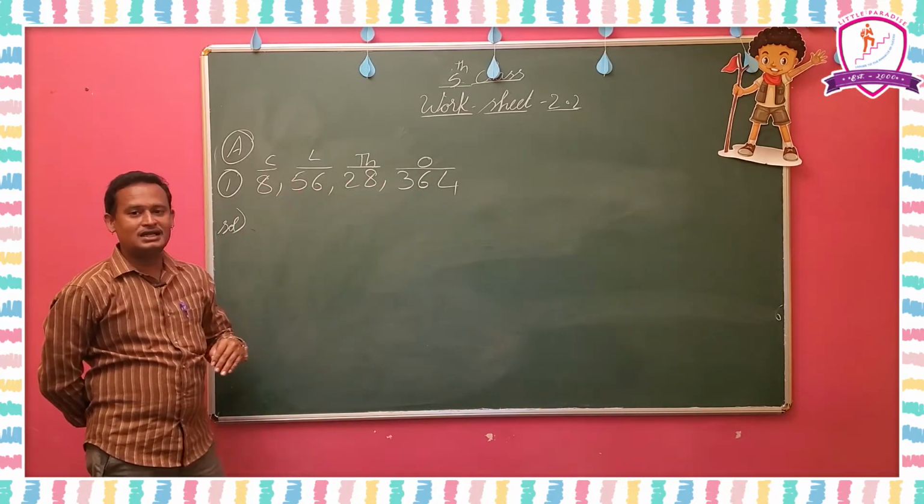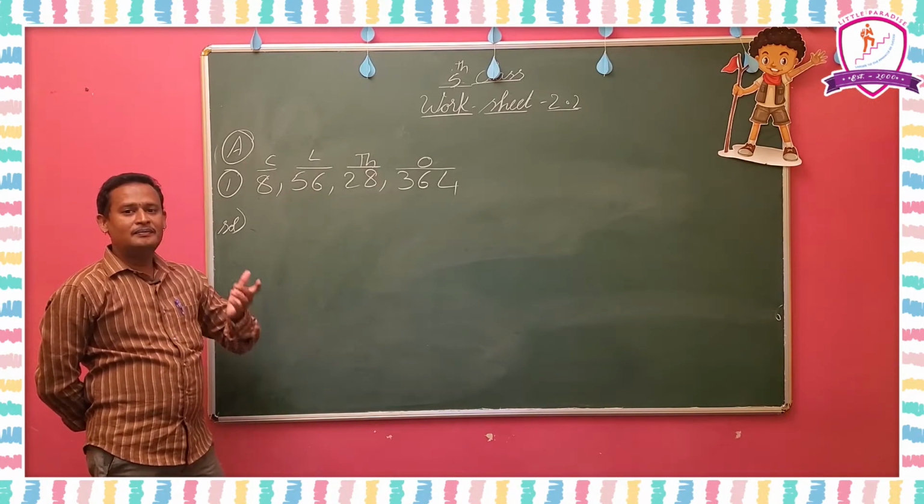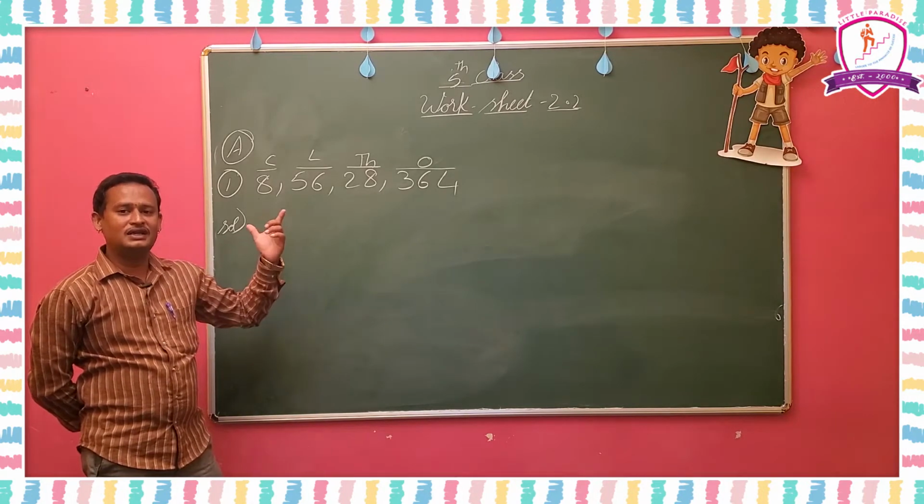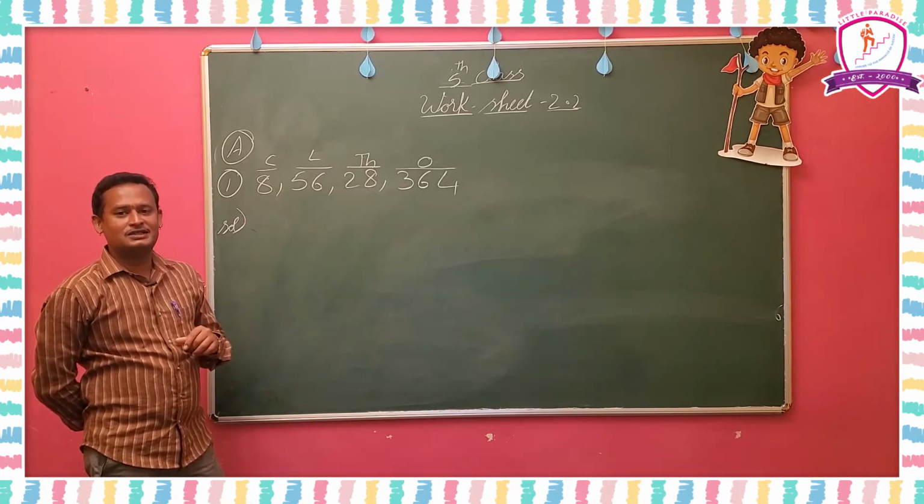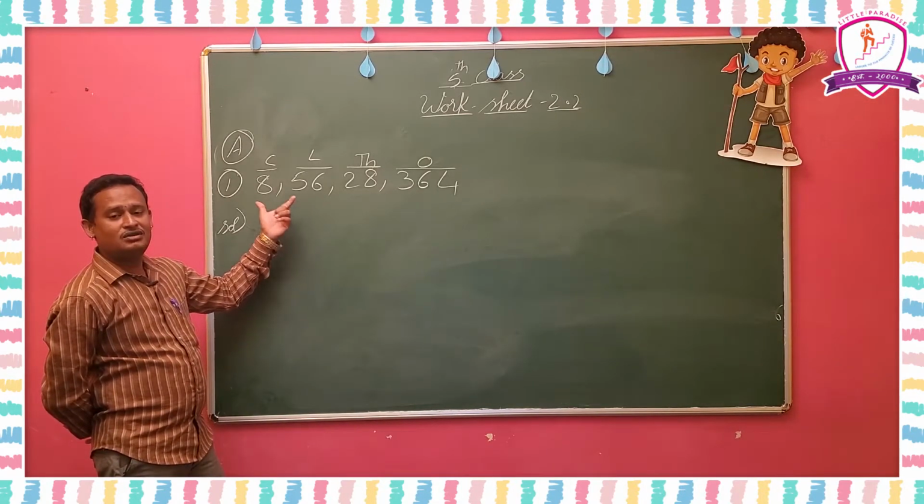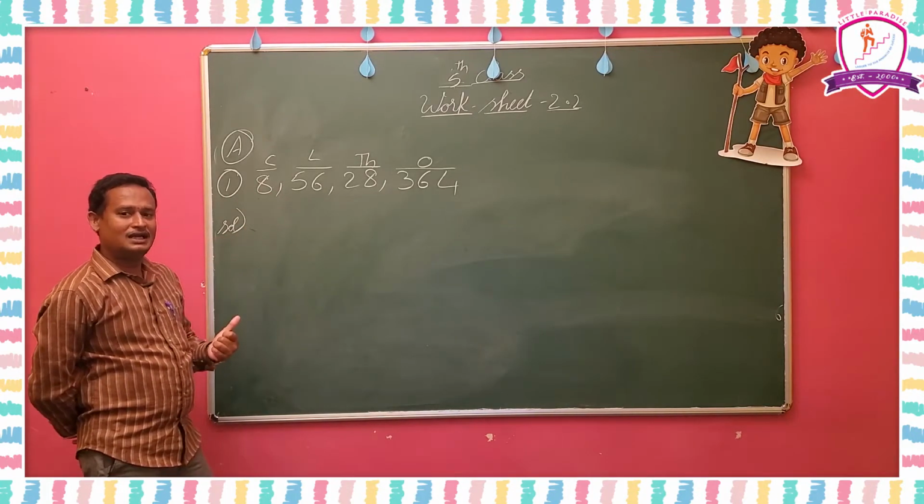So, how can we write the expanded form for any number? We have to add the place values of each and every digit. The sum of the place values of each and every digit is called the expanded form of the number. So, we are going to write the place value for each and every digit in the given number. Then we will get the expanded form.